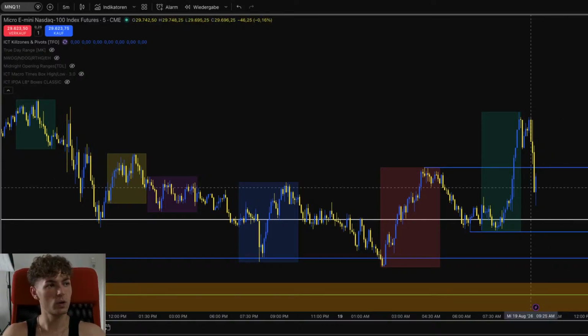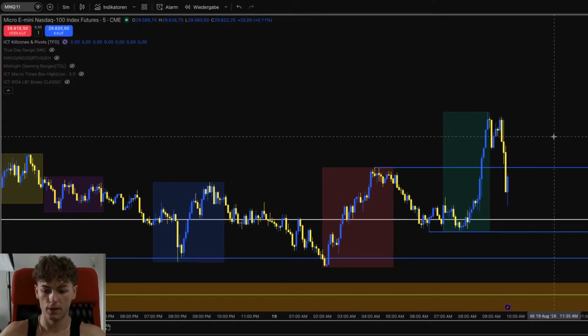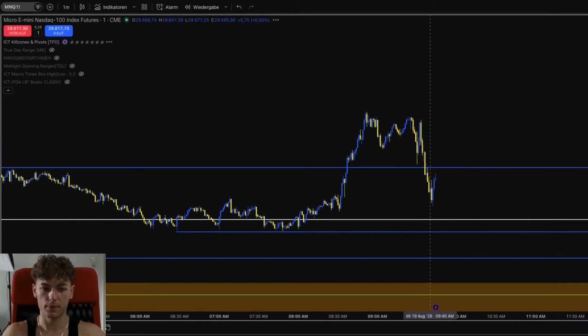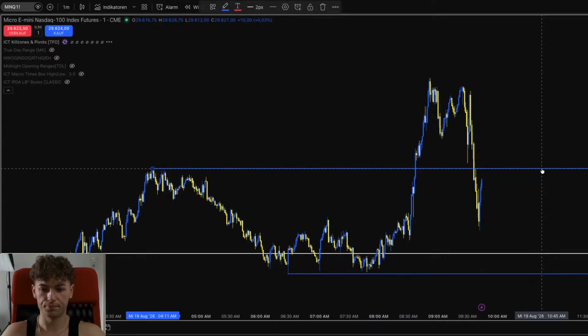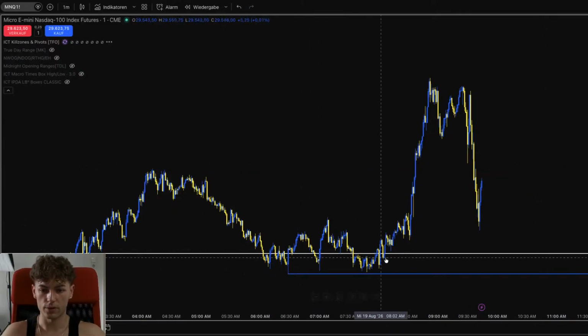So what are we doing? We are waiting for one side to get swept, either buy side or sell side, and then aim for the opposite pool of liquidity. That's the plan, and that's what we're going to do today. Relatively equal lows, relatively equal highs.